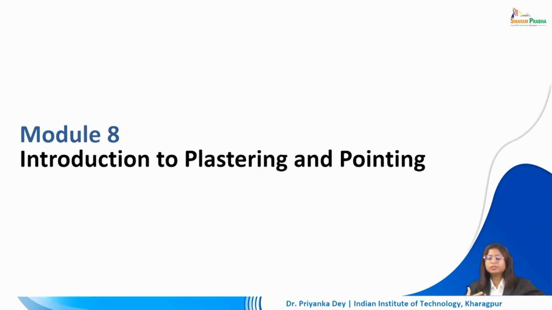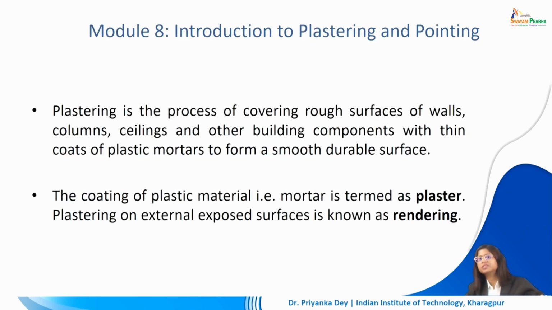The next module talks about, now we are going into the finishing of the building. So we've done with the foundation, the walls, the doors and windows, damp proofing, the roof on top. We've done the terracing of the roof as well. Now we're going for the finishing of the walls to give our building the aesthetic look that we want. So first we start with plastering and pointing.